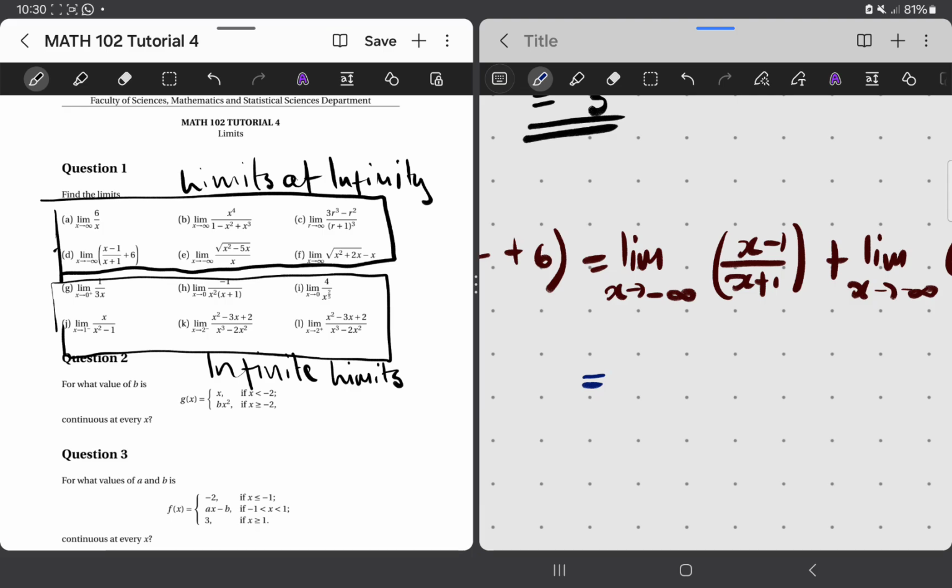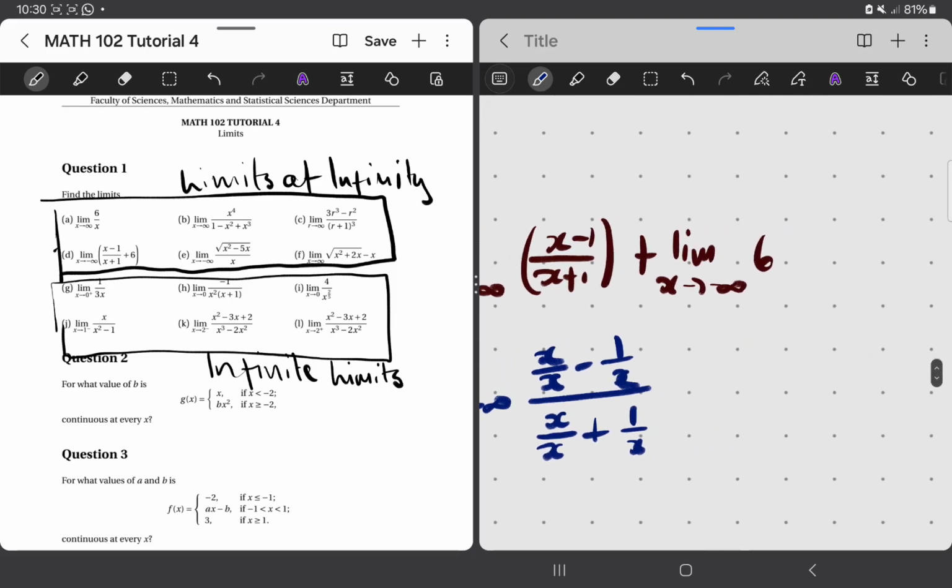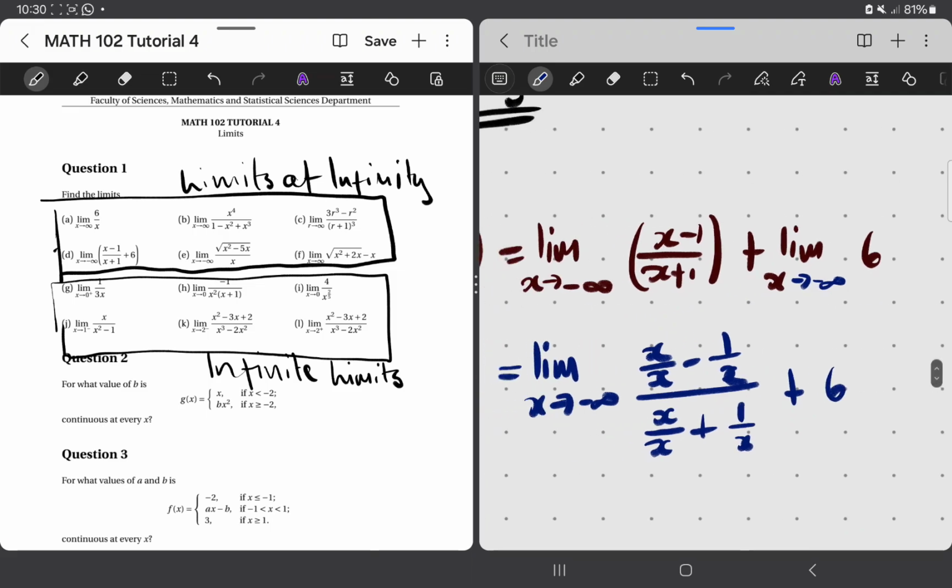But we don't just rush to divide. What we do is we divide everything in the fraction, the top and bottom, by the highest power of a variable in the denominator, which is x this time. So what's the highest power of x? It's just x to the 1, which is just an x. So this is going to be the limit as x goes to negative infinity of everything being divided by x now: x over x minus 1 over x, all over x over x plus 1 over x. Then this is going to be plus the limit. We don't care what we are approaching. Limit of a number is the number. So this will be plus 6.